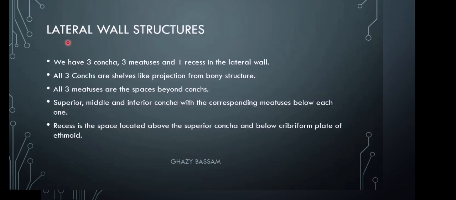When we talk about the lateral wall structures, we have 3 conchae, 3 meatuses, and 1 recess in the lateral wall. Now the question, what is the concha? All 3 conchae are shelf-like projections from the bony structures. And all 3 meatuses are the spaces beneath these conchae. Superior, middle, and inferior concha with the corresponding meatuses, which are also superior, middle, and inferior, being the meatus below each concha. Now the recess, we have 1 recess, and it is the space located between the superior concha and the cribriform plate of the ethmoid bone.